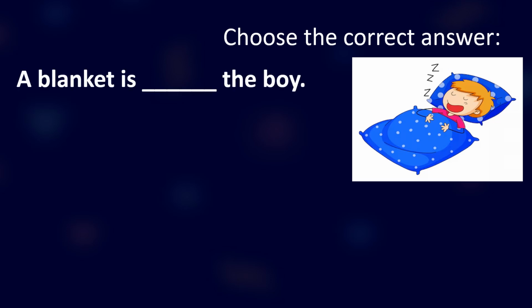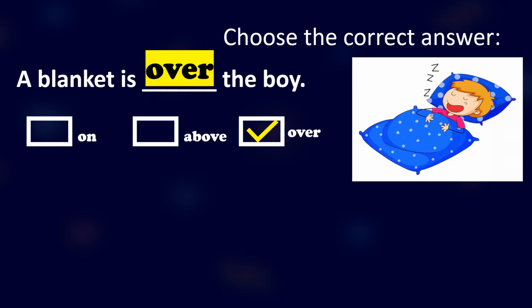A blanket is dash the boy. Look at the blanket. Where is it? Yes, it's over the boy because it's covering him across from the foot towards the neck. So that's why the blanket is over the boy.